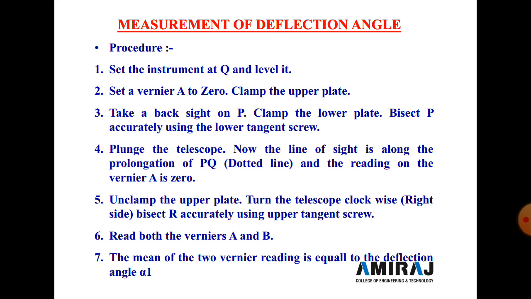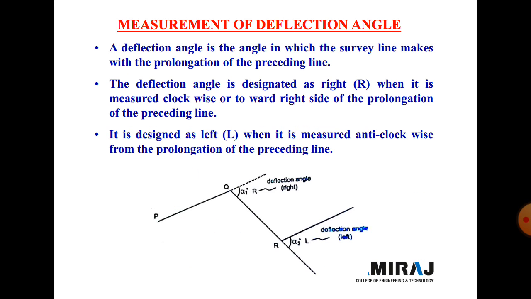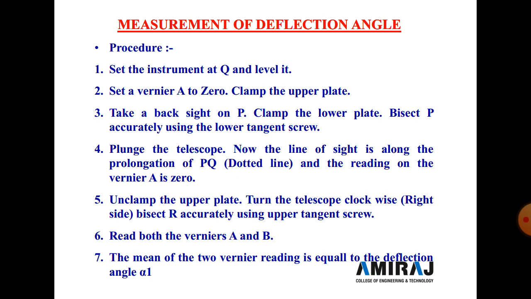Now plunge the telescope. The line of sight is along the prolongation of P2Q, the dotted line, and the reading on vernier A is 0. The telescope is now rotated, and the prolonged line P2Q, the dotted line, is seen here. Then unclamp the upper plate and turn the telescope in the clockwise direction, meaning to the right side. Bisect R accurately using the upper tangent screw.